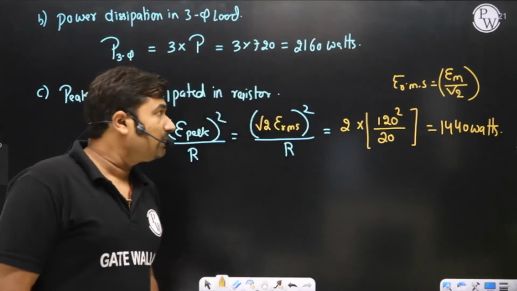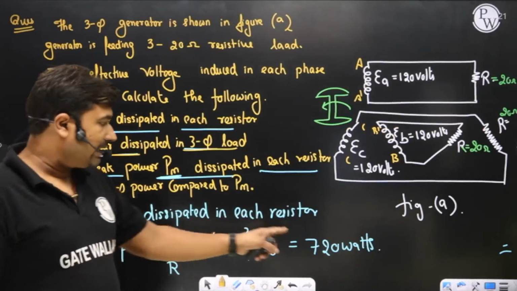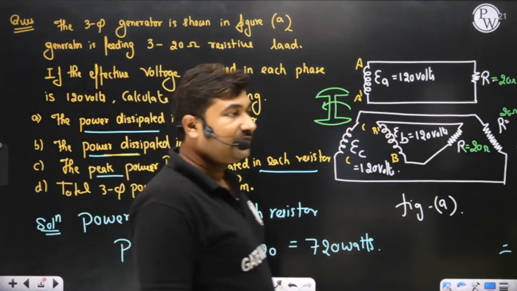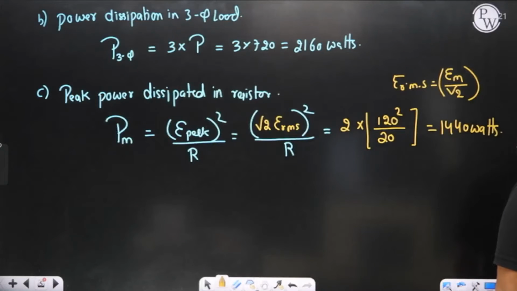But what is the actual power dissipated across each resistor? Actual power dissipated across each resistor is just 720 watt. Is it okay? Yes, sir. So peak power is, sir, peak power is 1440 watt.